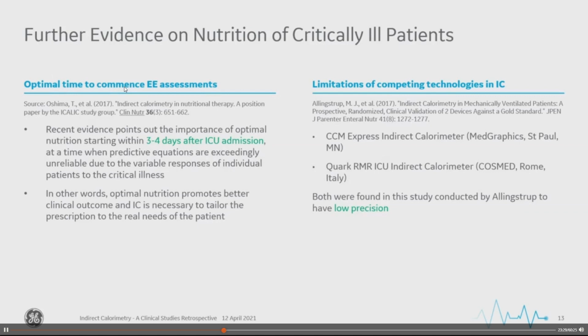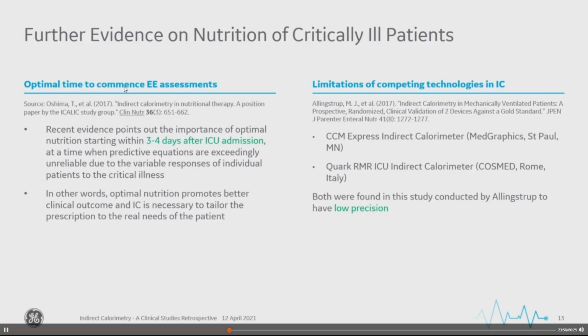And then from a timing standpoint, I did mention earlier about 48 hours to 72 hours. Oshima here in 2007 showed that 3 to 4 days following ICU admission is the optimal time. There are some other bits of evidence suggesting that even closer to 48 hours is a good time to start evaluating nutritional status, because it's a double-edged sword.